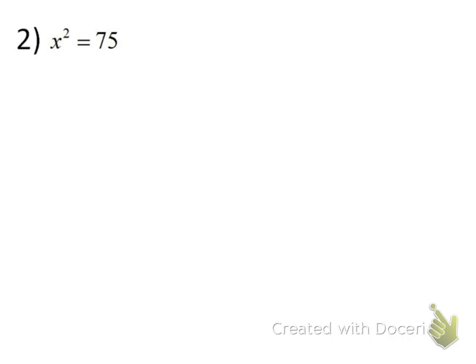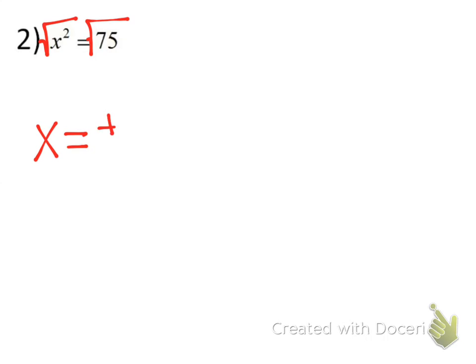So I have x squared equals 75, and I want to know what the x equals. So what am I going to do? You gotta do that little thing. Yeah, that's called taking the square root. You're going to take the square root of both sides. The square root of x squared is just x.